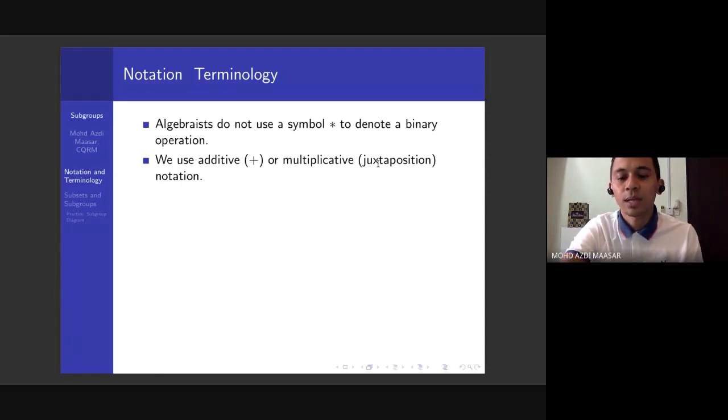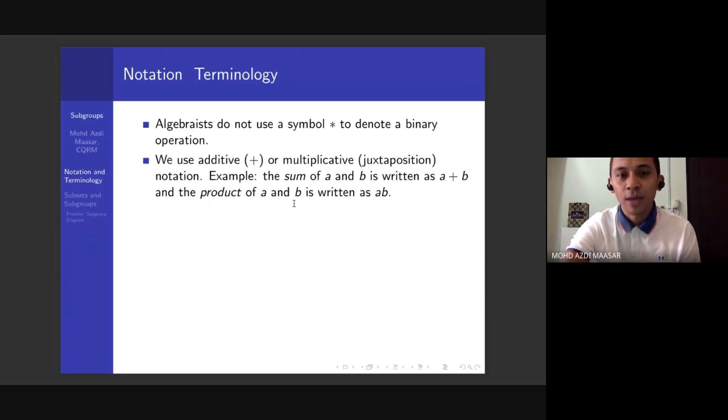Juxtaposition means that if you want multiplicative notation for, let's say, A asterisk B, we simply write AB, right? So if you want to write the operation B asterisk A, under juxtaposition or multiplicative notation, we just write BA. So in algebra we either use additive notation or juxtaposition notation. This is an example. If we use the additive notation, the sum of A and B is written as A plus B. The product of A and B is written as AB.